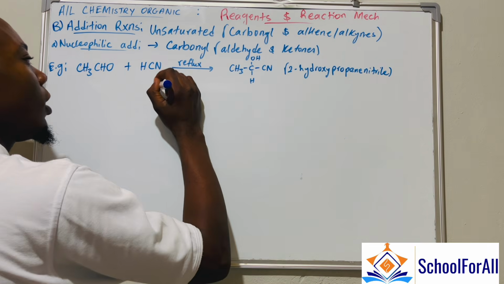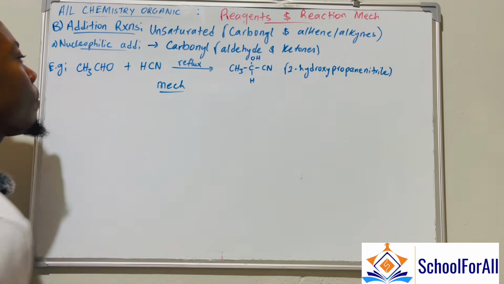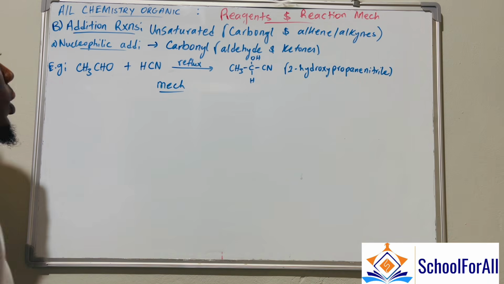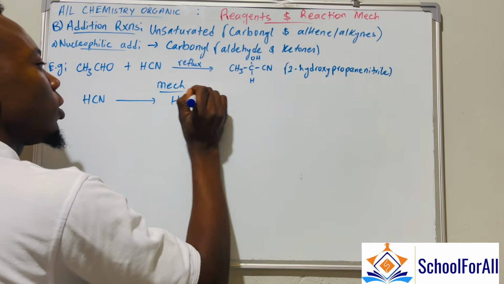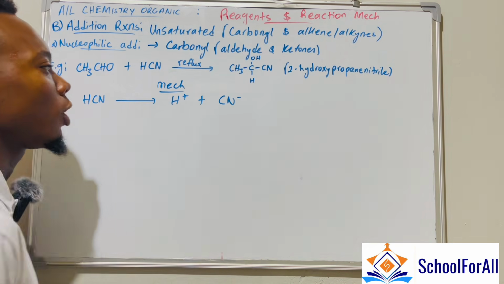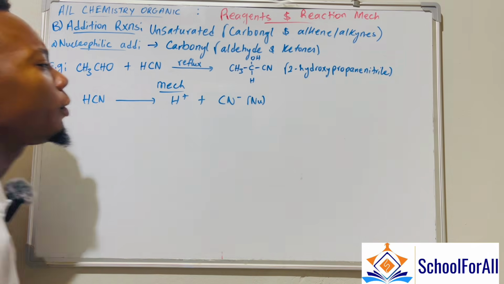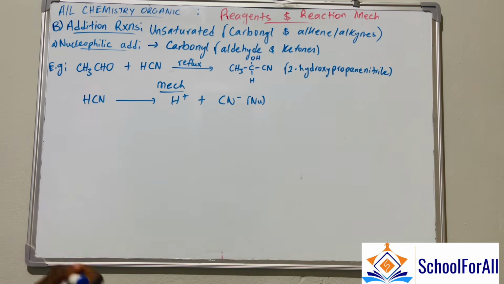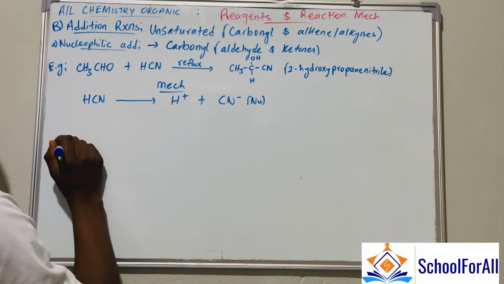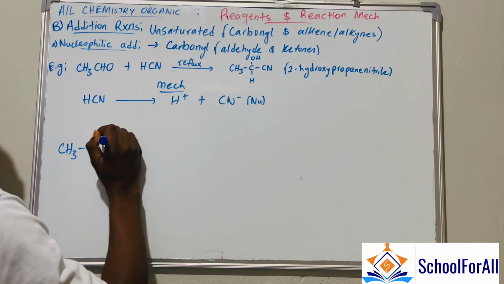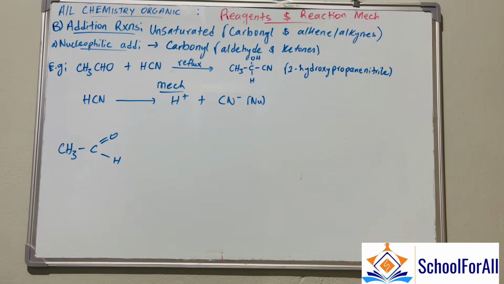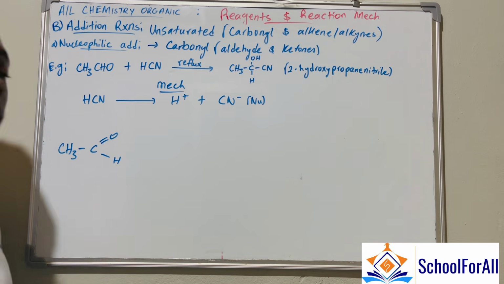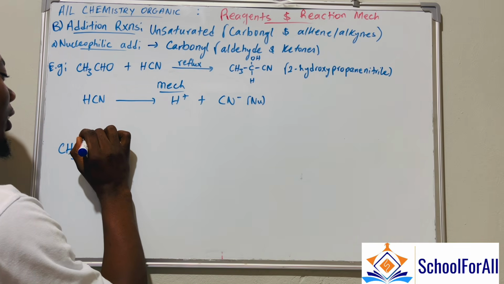So now let us explain the mechanism. As usual, I will first of all try to form the nucleophile, from H plus and CN minus. You remember that this one is my nucleophile. The next thing is what the nucleophile needs to attack. So how is my molecule? I have CH3. I hope all of you know that the carbonyl is drawn in this form. It is my carbonyl. Now, as you can see, since oxygen is more electronegative than carbon, this molecule will have a charge distribution.